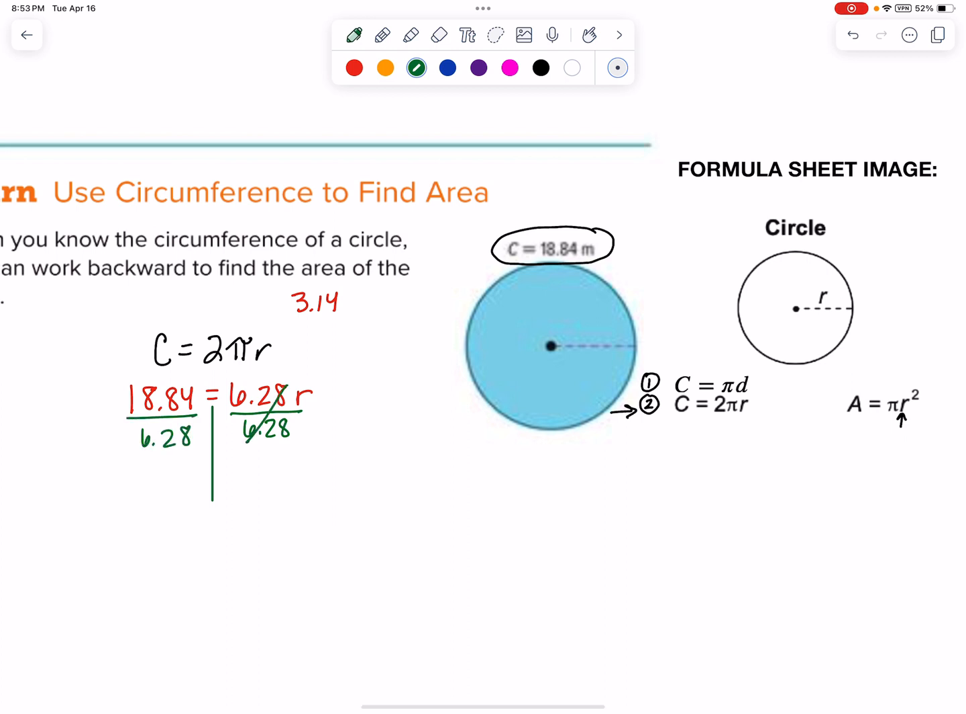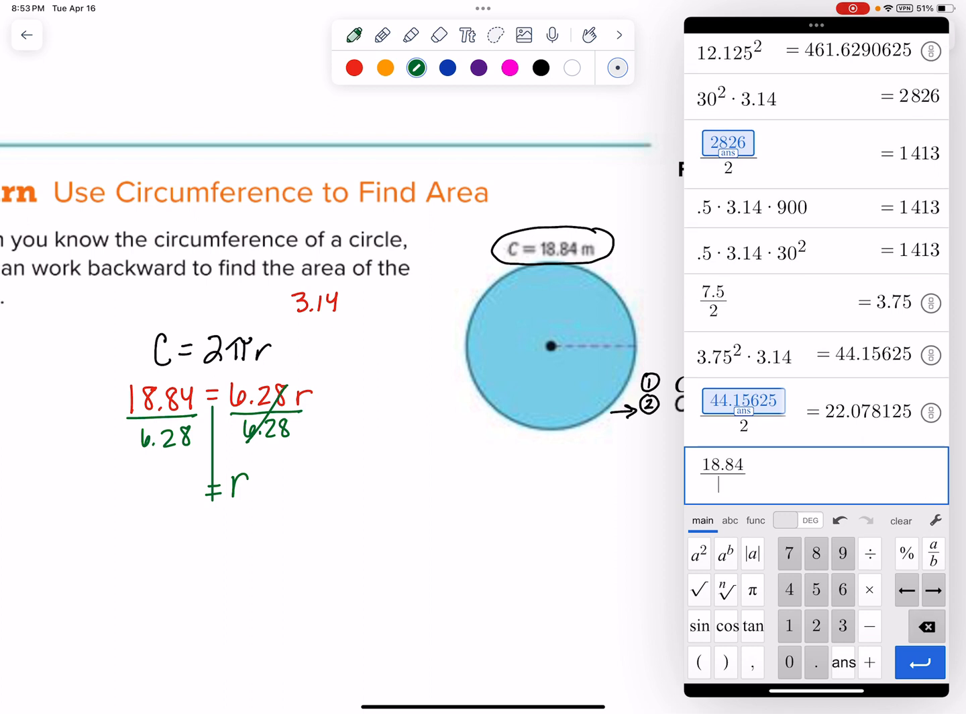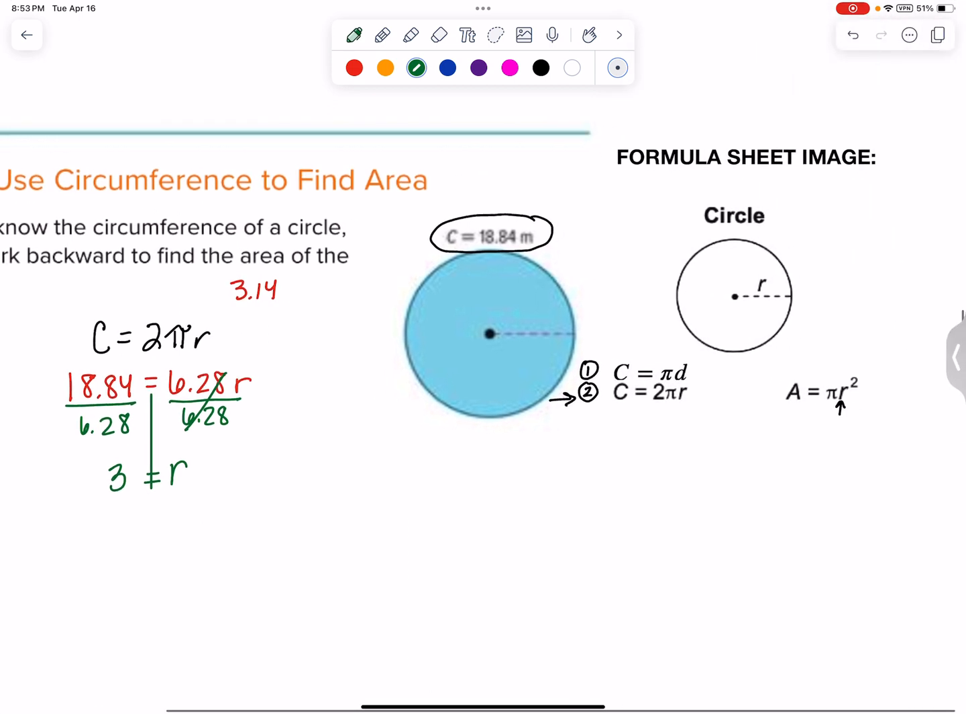And now we found the radius. So we finally got to that place, just like they'd say, hey, here's the radius, what's the area? So 18.84 divided by 6.28, and we have a radius of 3. So now that we know that, we can use our area formula, right?